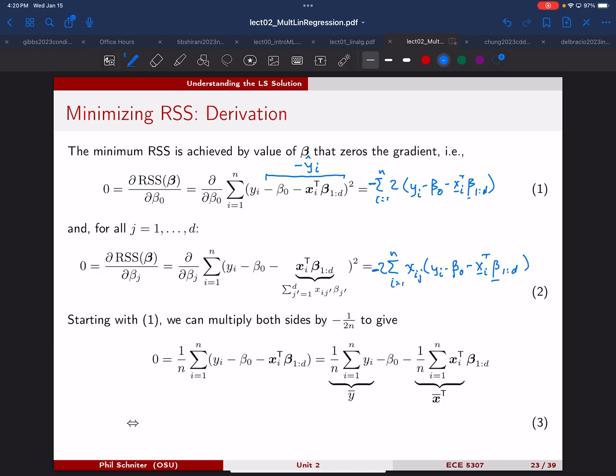Okay, is everybody good with how we did that derivation? Question? Originally, x_i transpose is like a row. Yes, exactly. Let's draw it out. So that's a row vector, and beta 1 through d is a column vector. And when we do that, that's called an inner product, and we get a scalar. So this whole thing is a scalar.